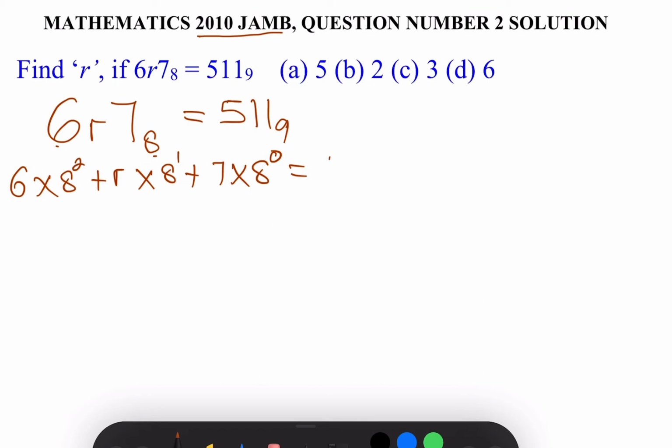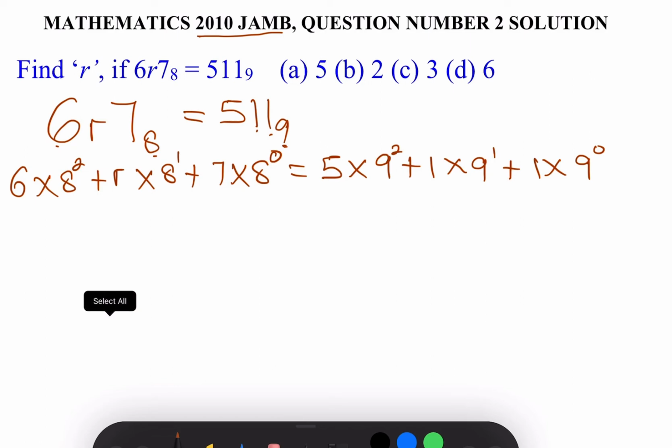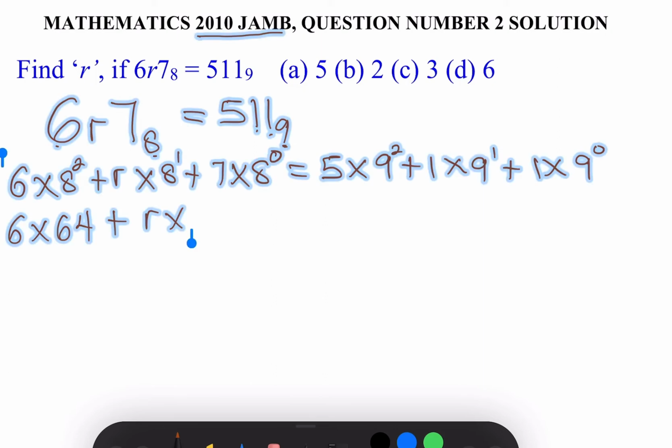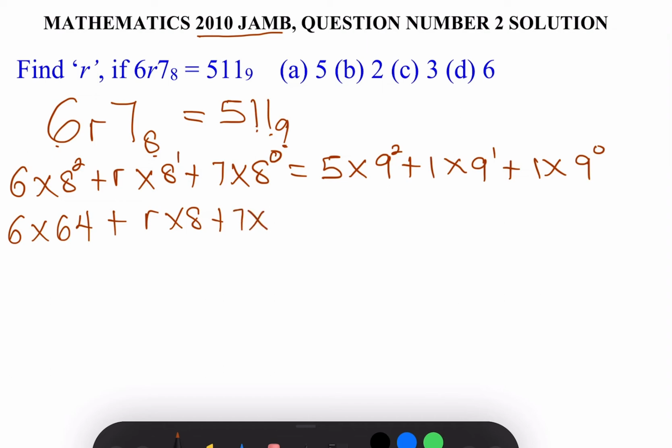Same thing as this. That's 5 times the base, which is 9, plus 1 times the base, which is 9, plus the next one times the base, which is 9. Then you add the index 0, 1, 2. So what is 8 raised to power 2? 8 times 8, which is 64. That means 6 times 64 plus r times 8 raised to power 1, which is 8, plus 7 times 8 raised to power 0. 8 raised to power 0 is 1. To be equal to 5 times 9 raised to power 2.